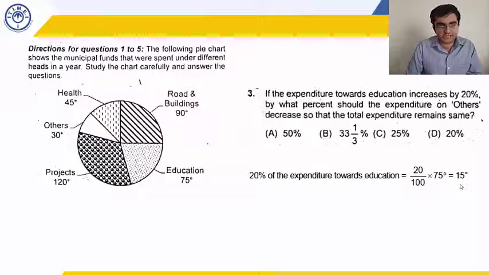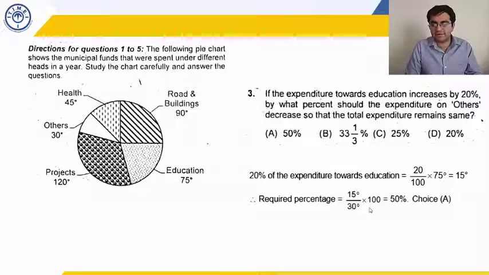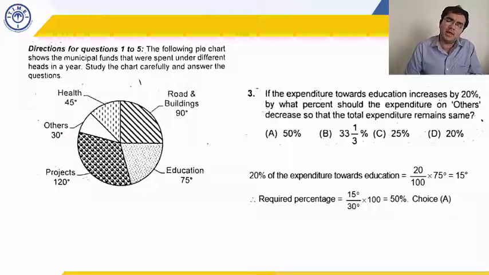So now education has increased by 15 degrees. Now others has to decrease by 15 degrees to keep the total expenditure as 360 degrees. Others has to decrease by 15 degrees. So 15 degrees divided by 30 degrees into 1. Others will decrease by 15 degrees. So its percentage reduction becomes 15 by 30 into 100, which is choice number A. Okay, so the questions are fairly straightforward. Direct data is also easy. So just put your mind to it.